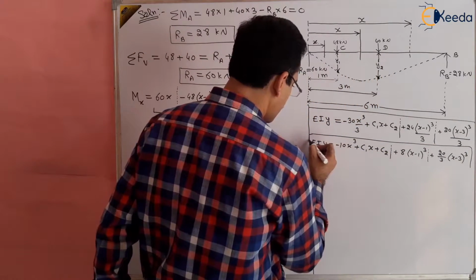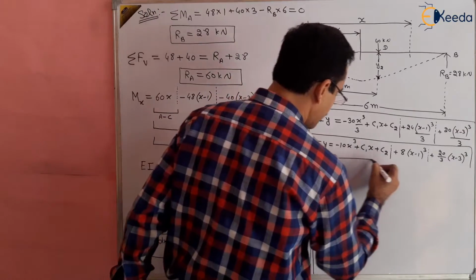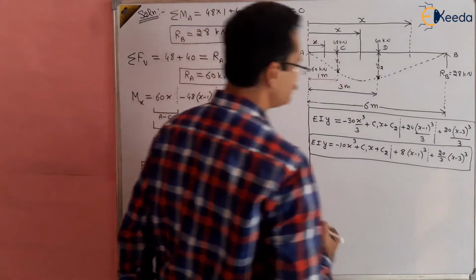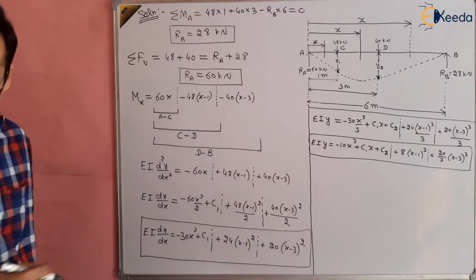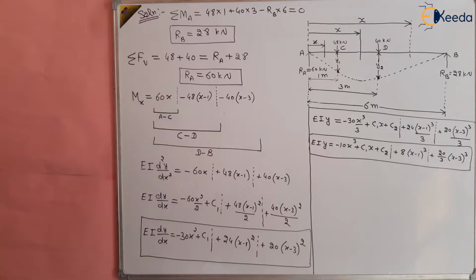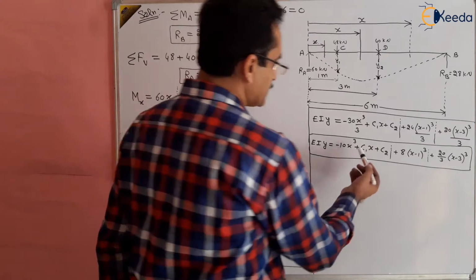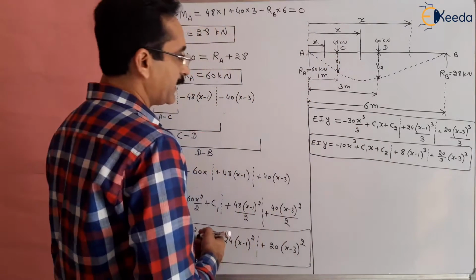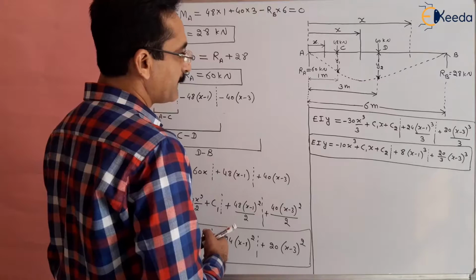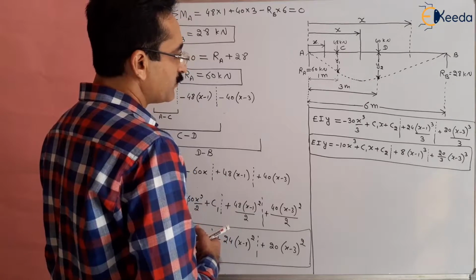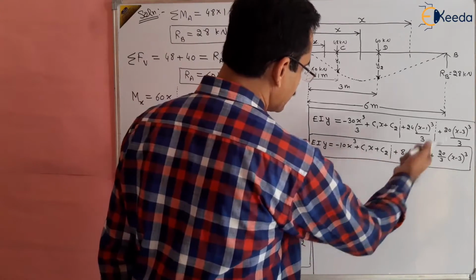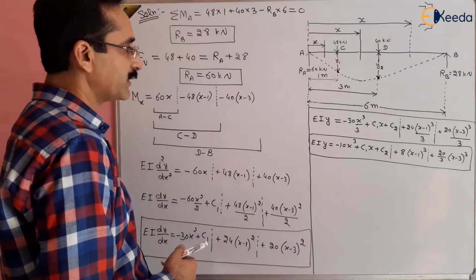It is obtained by integrating twice. That's why it is called the double integration method or Macaulay's method, right? So this is our equation. Now we have to find C1 and C2, and boundary conditions will be applied for that. So what is the value of C1 and what is the value of C2? How do we find the values of C1 and C2?